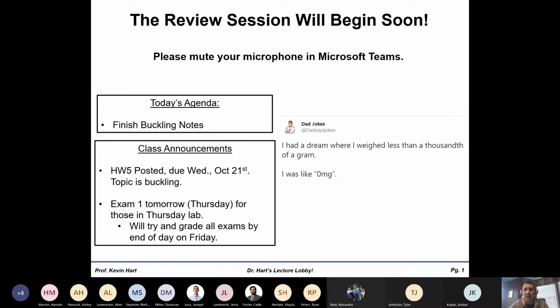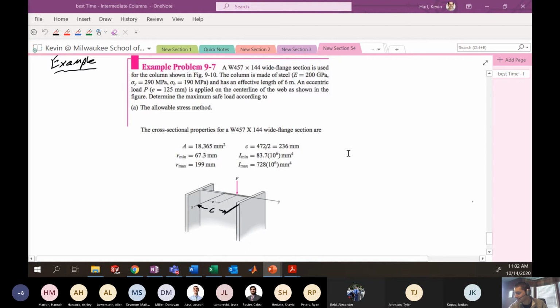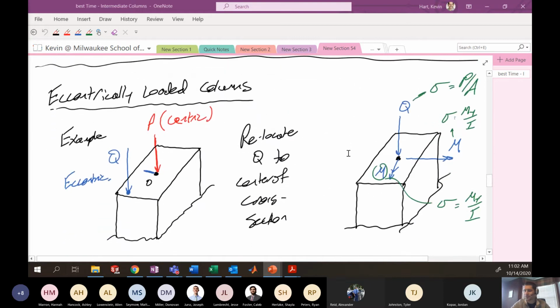If there are no questions, let's pick up where we left off. To remind you, we were looking at this example problem. We were talking about eccentrically loaded columns, up to the very end of last lecture.